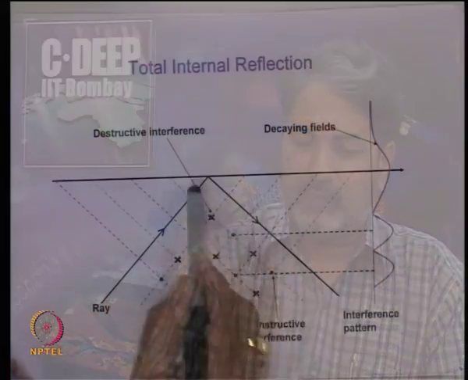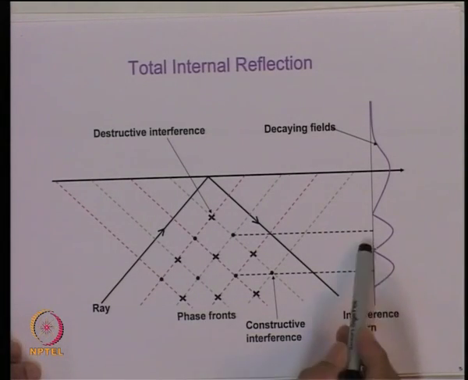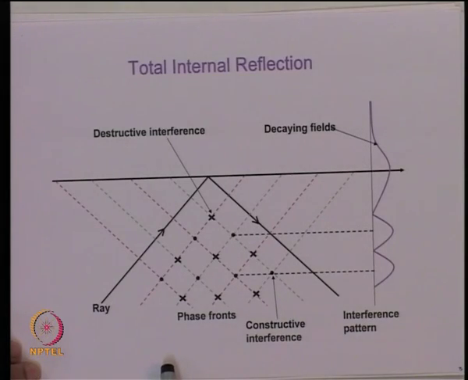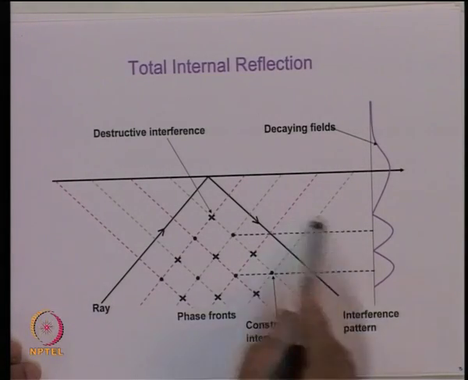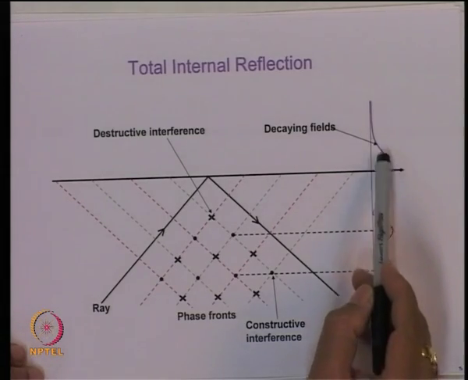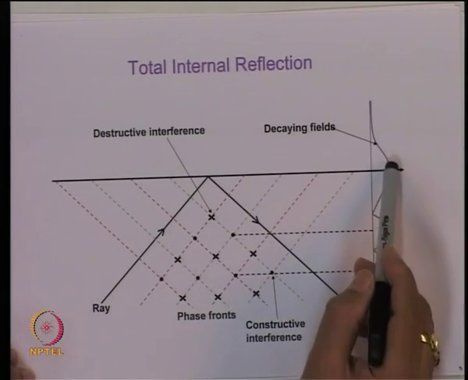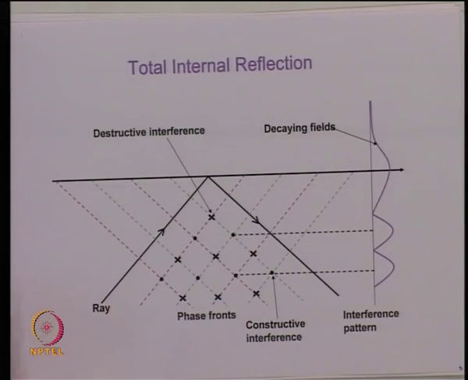Yesterday we had seen for total internal reflection, in the medium where light is totally internally reflected, you have the superposition of these phase fronts, which give you constructive or destructive interference, and because of that you have a standing wave kind of pattern in this region. This region is the same as the core region of the optical fiber, and then we have an exponentially decaying field in the cladding, and this field theoretically at least extends up to infinity.